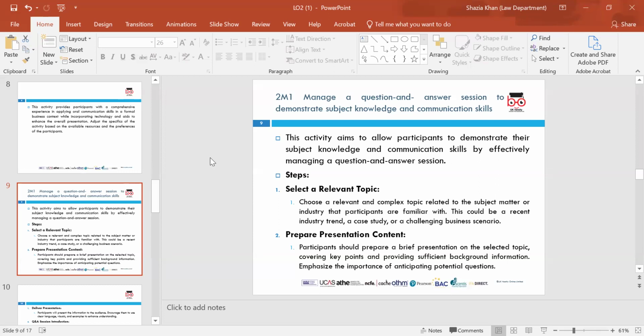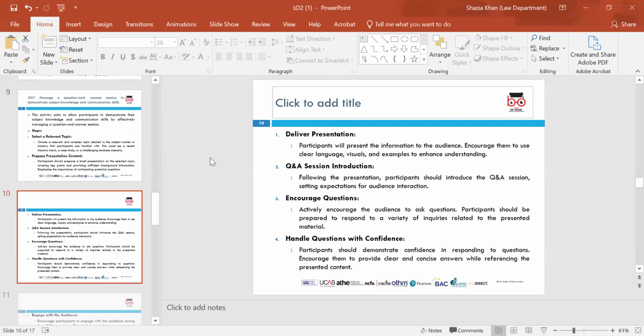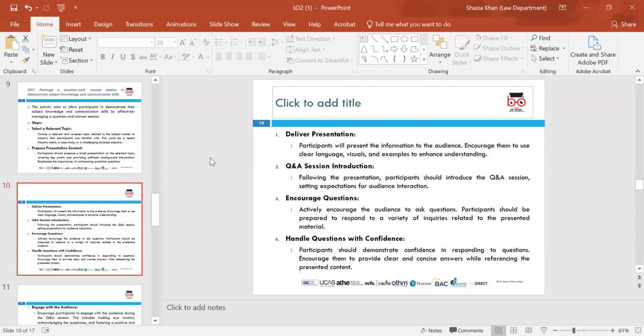You prepare the presentation content. So here, you need to have the selected topic and also emphasize the key points, providing background information, and emphasize the importance of anticipating potential questions. You need to deliver the presentation. So this needs to be part of your assignment. When we go through your assignment, Ghulam, in week 5, you'll discuss more of this, that you have to prepare a presentation and deliver it to the audience. Okay? So deliver presentation. Here, participants will present the information to the audience.